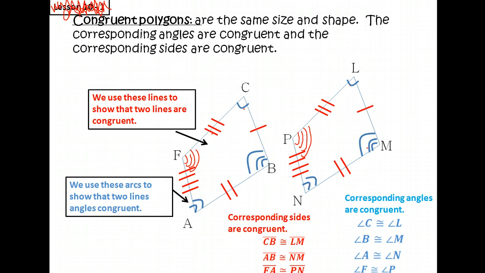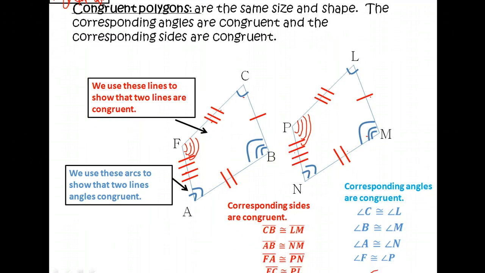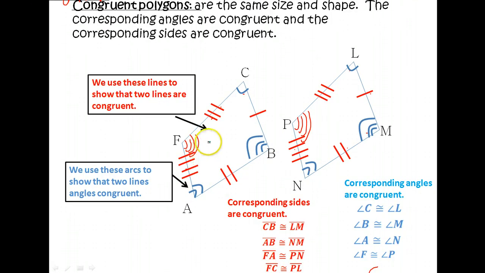And here you can see that the parts are matched up. CB and LM were congruent. AB and NM, FA and PN, and then off screen there, FC and PL are congruent. And also our angles, we've matched up the corresponding angles. They should be exactly the same size. So C and L, B and M, A and N, and F and P.